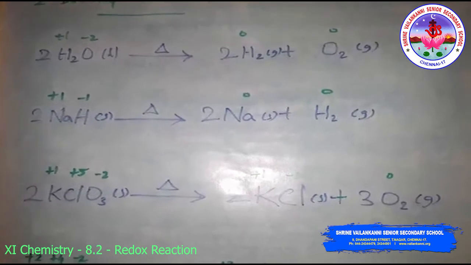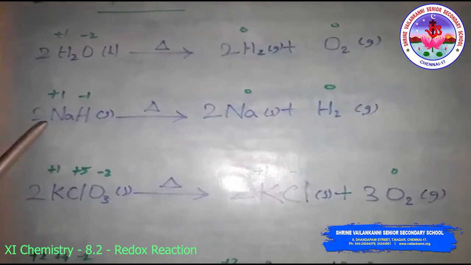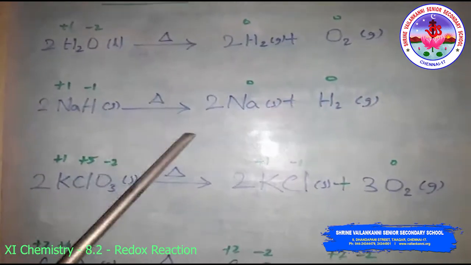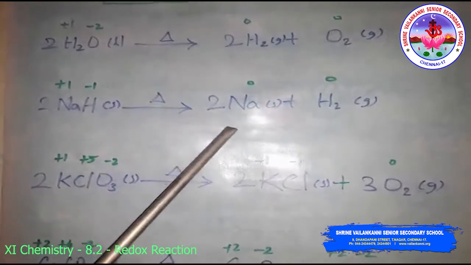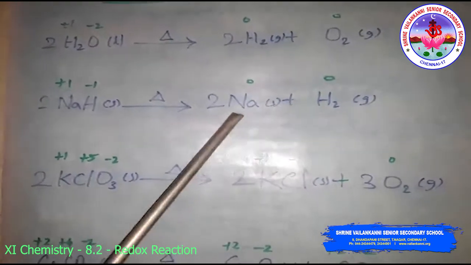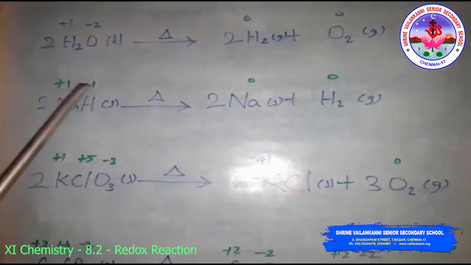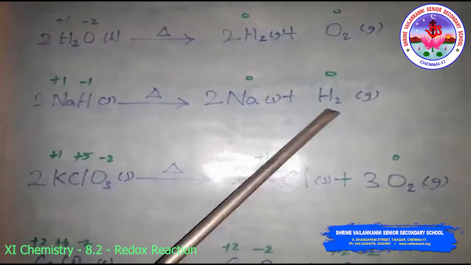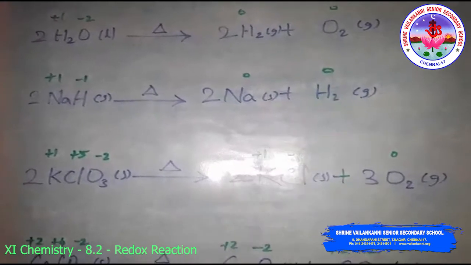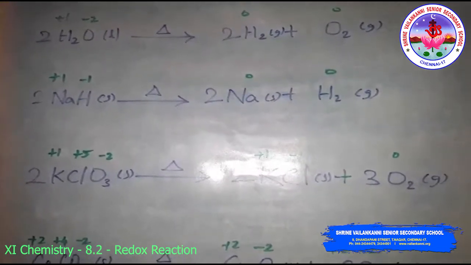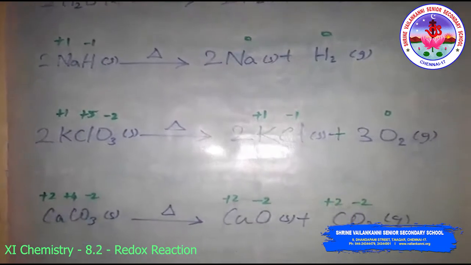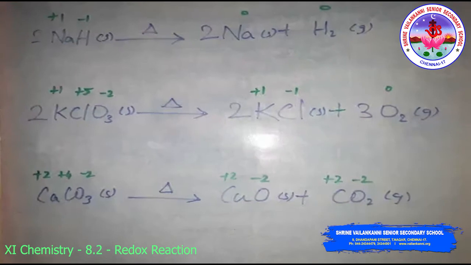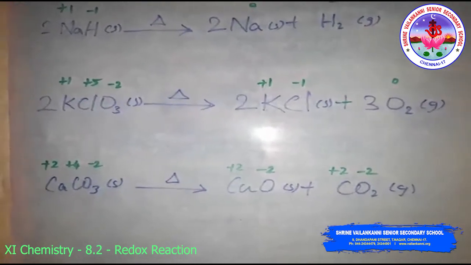Then look at this, the next example is sodium hydride. Here one reactant undergoes a decomposition, that is on heating. So this is a thermal reaction. It breaks down to elemental form, that is sodium and hydrogen. Here the oxidation numbers are plus 1 and minus 1, and here 0 for sodium and 0 for hydrogen. Then look at this reaction. The potassium chlorate on heating gives potassium chloride and oxygen gas.